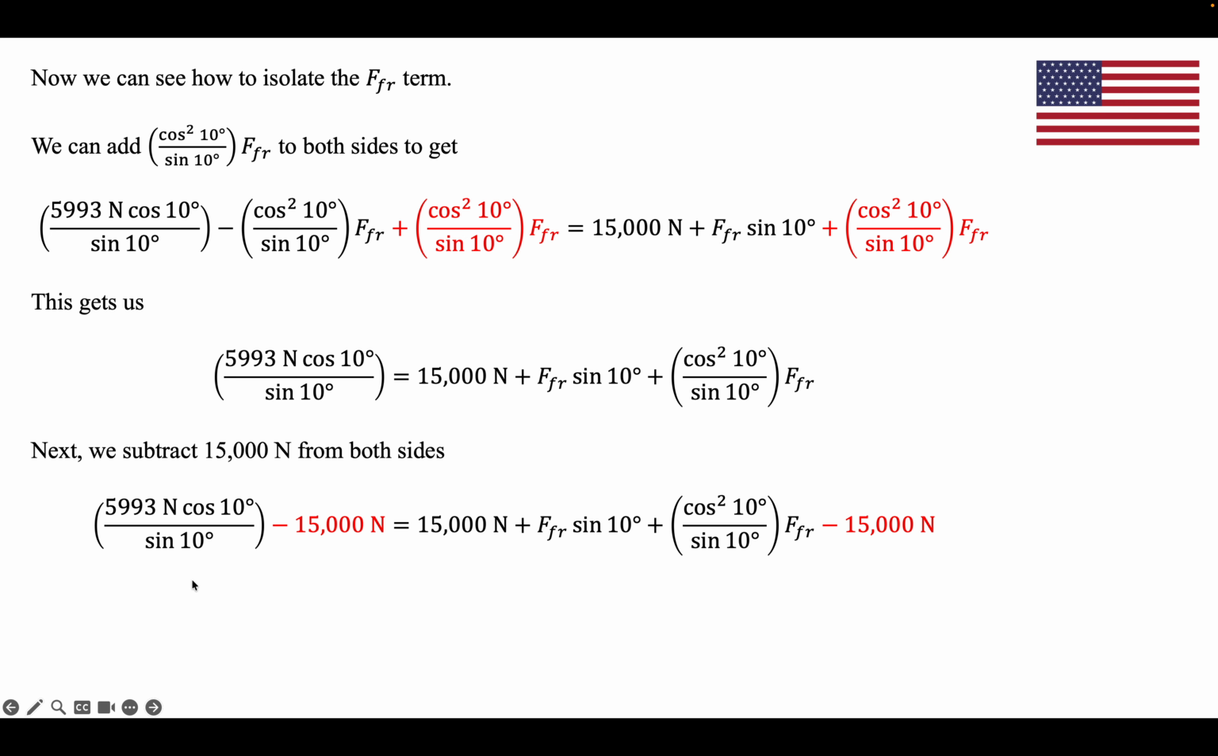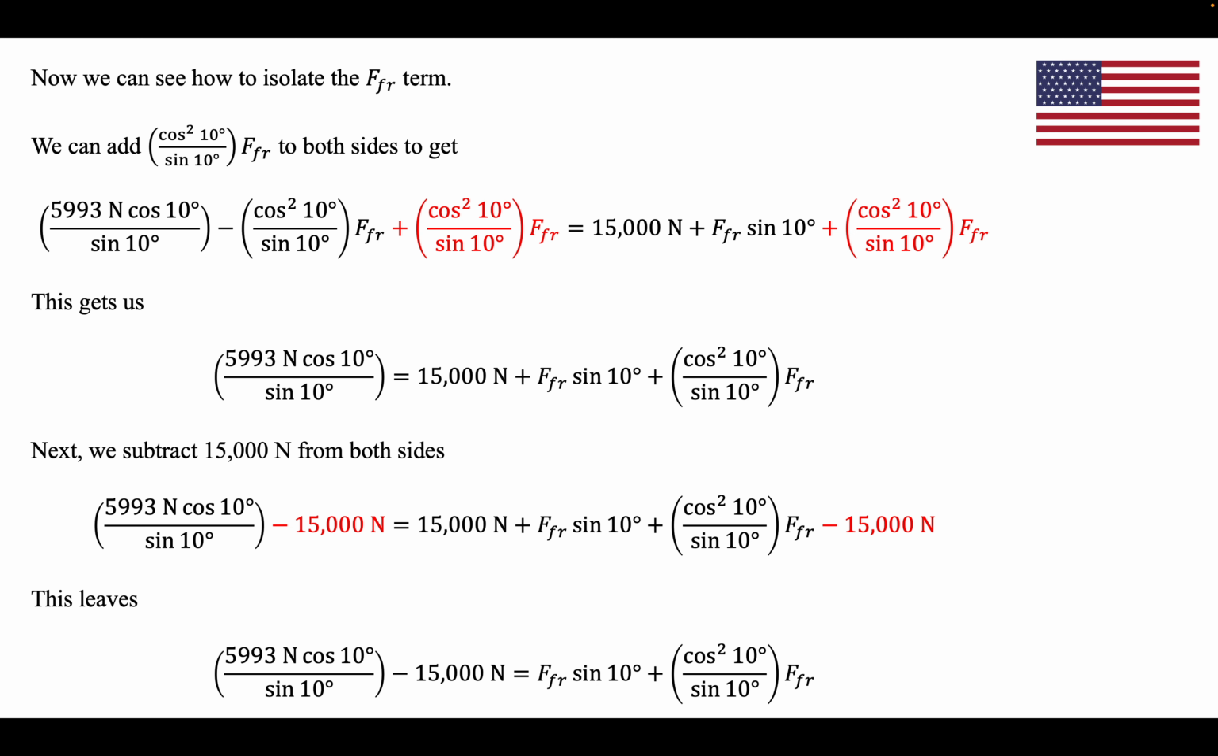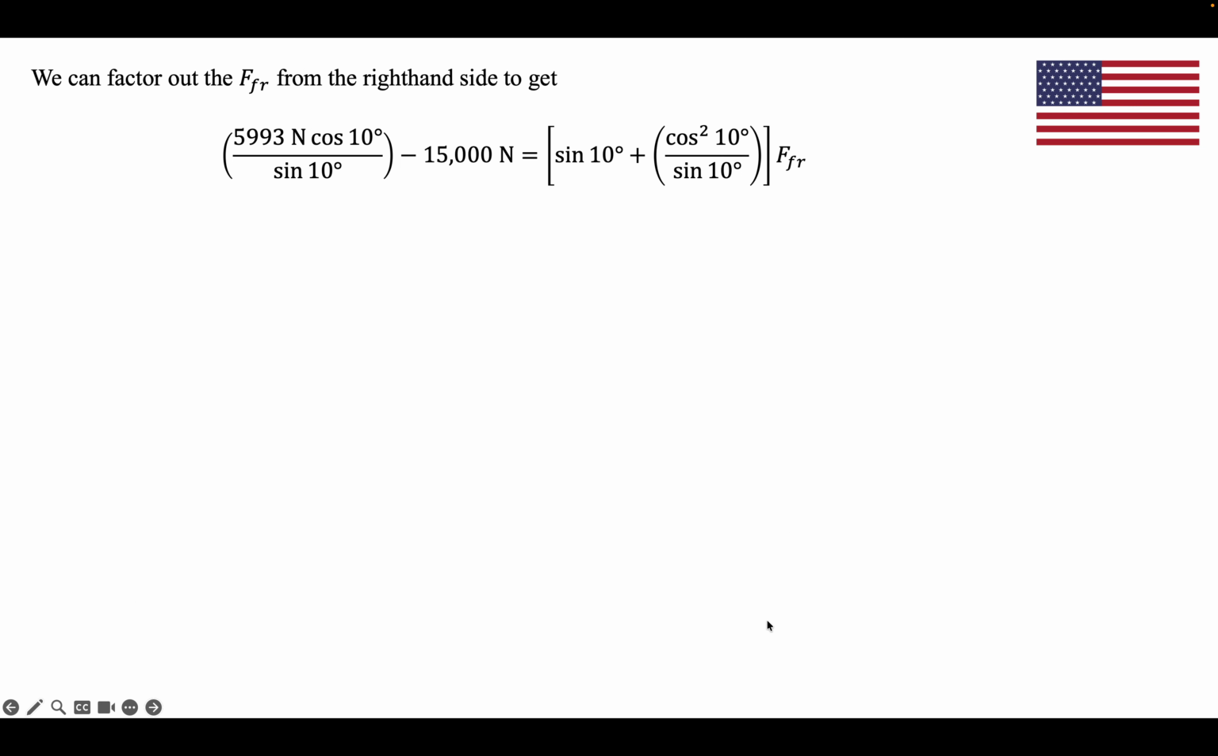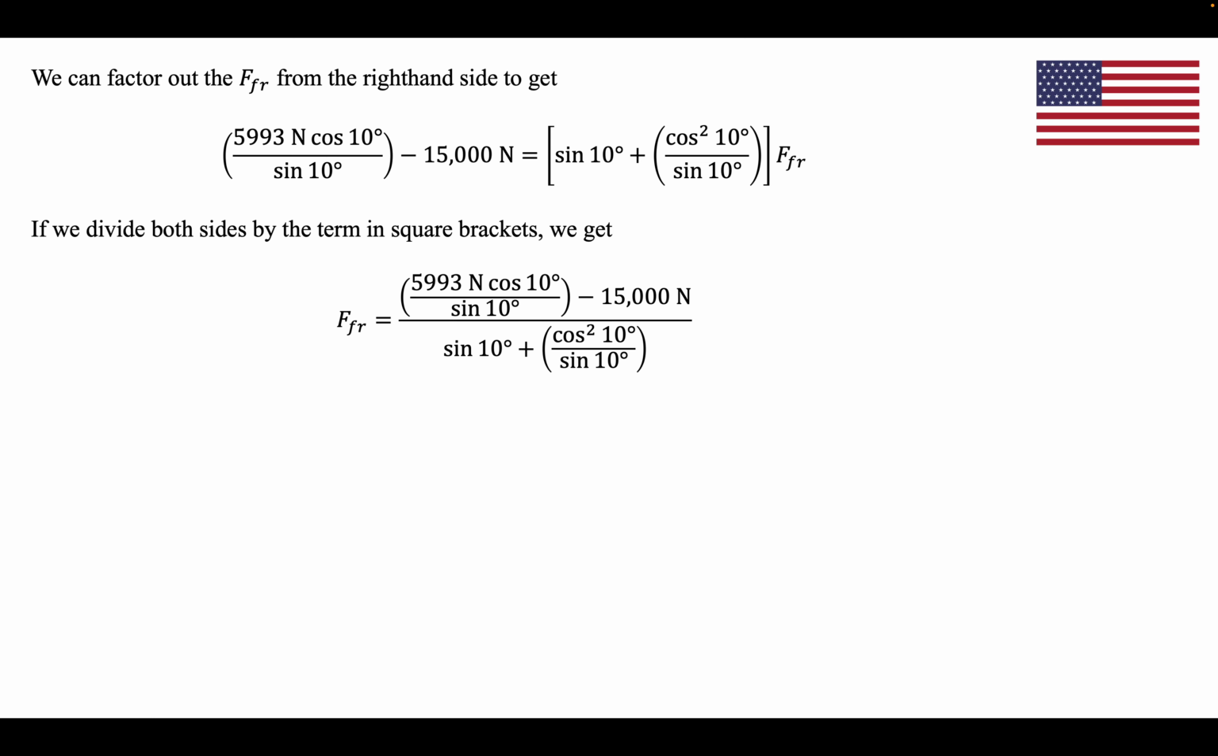And these are just forces, numbers. And these are functions of FR. And we can combine these two, factor out the FR. Now we divide both sides by this square brackets. And we're done. We have FR.